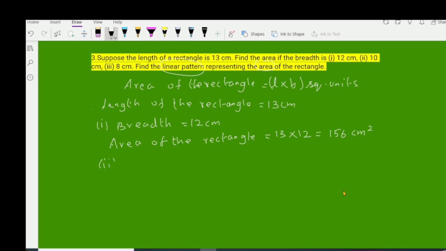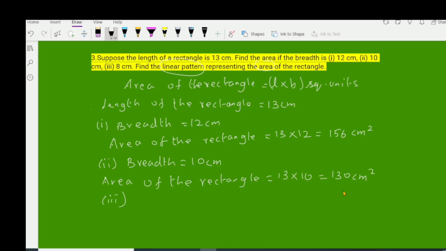Now the second one, the breadth is given as how much? 10 centimeters. So what is the area? Area of the rectangle is equal to, once again, fixed length into 10 centimeter is your breadth, is nothing but 130 centimeters squared is the area. Third one, what is the breadth given? 8 centimeter. So area of the rectangle is nothing but 13 into 8 is nothing but 104 centimeters squared.